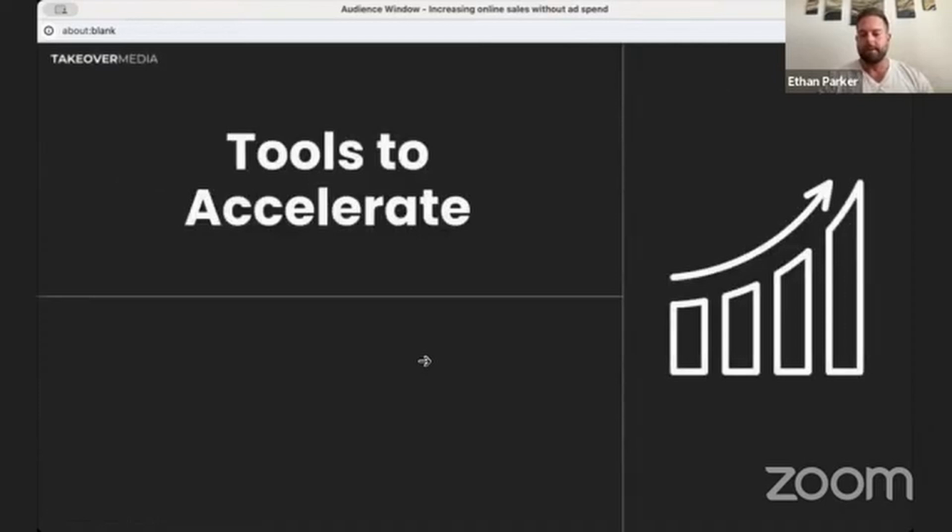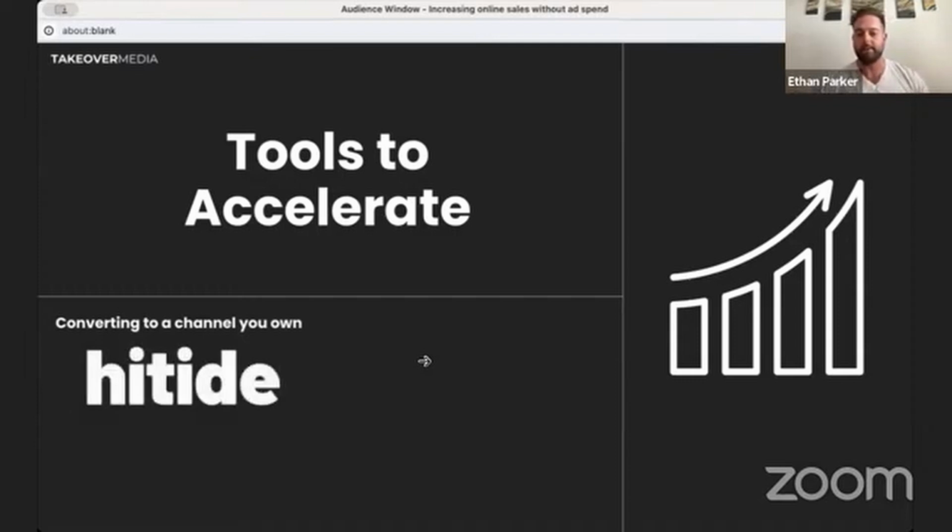Some tools to help you do it. Hands down, if you're trying to convert folks from your social media accounts to an email and SMS list, High Tide is the way to go. Super great platform, great guys too. What it does is essentially automatically DM folks that are engaging with your content. So you're producing good content, you're putting a lot of work in there, people are commenting, they're liking, but we're not really converting a lot of those folks. This will instantly change that.